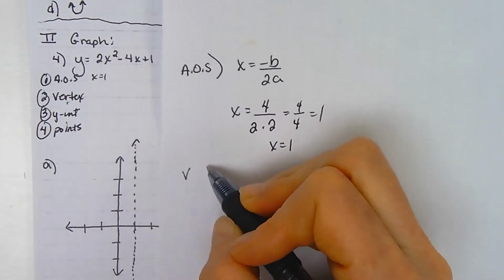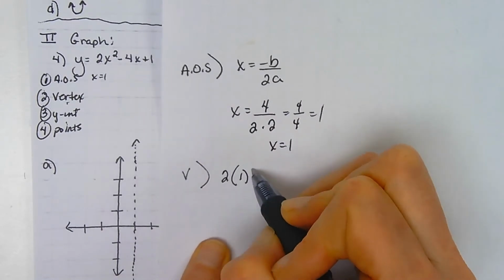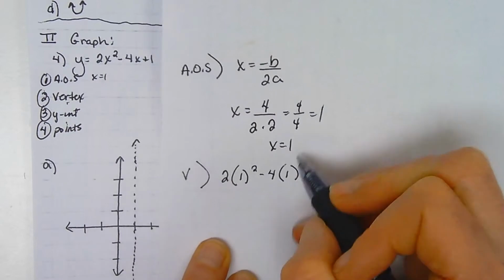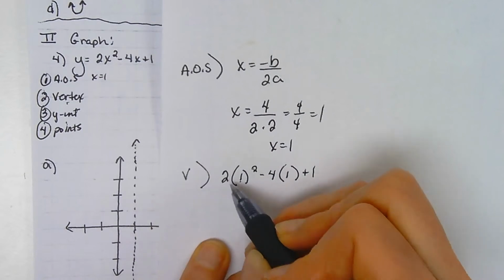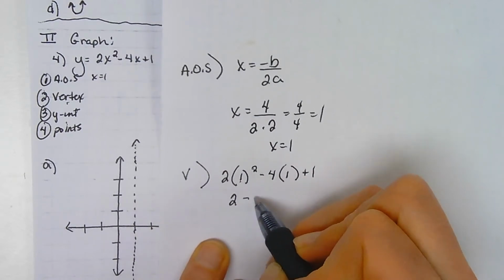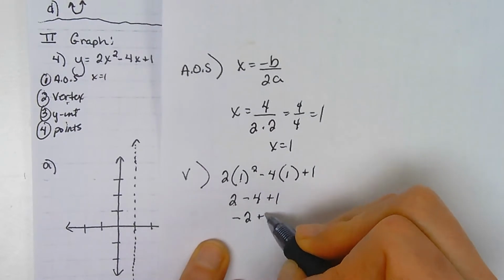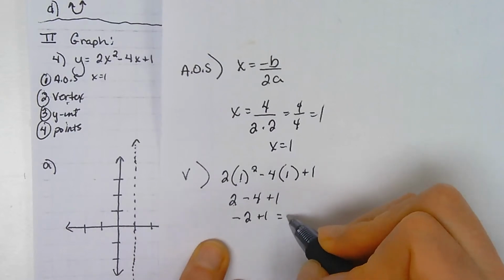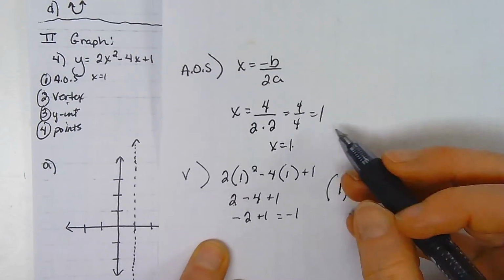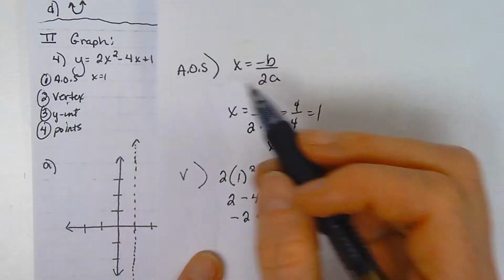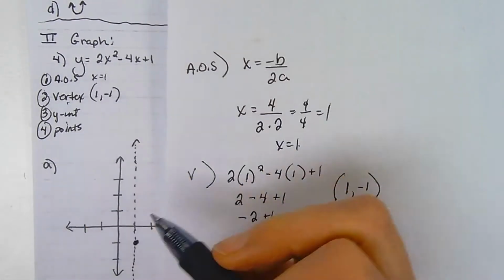So the vertex is going to be found by putting x equals 1 into the function. So 2 times 1 squared minus 4 times 1 plus 1. 1 squared is 1, 1 times 2 is 2. Minus 4 plus 1. 2 minus 4 is negative 2, plus 1 equals negative 1. When I put the value of 1 into the function, I get out the value of negative 1, and that's the vertex: 1, negative 1. There's the vertex.